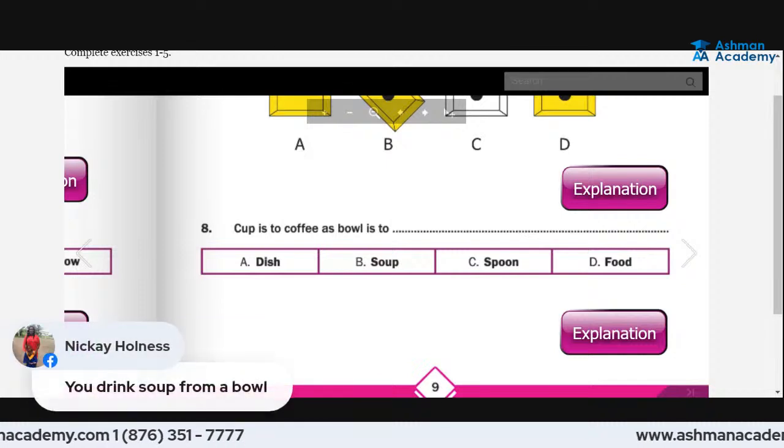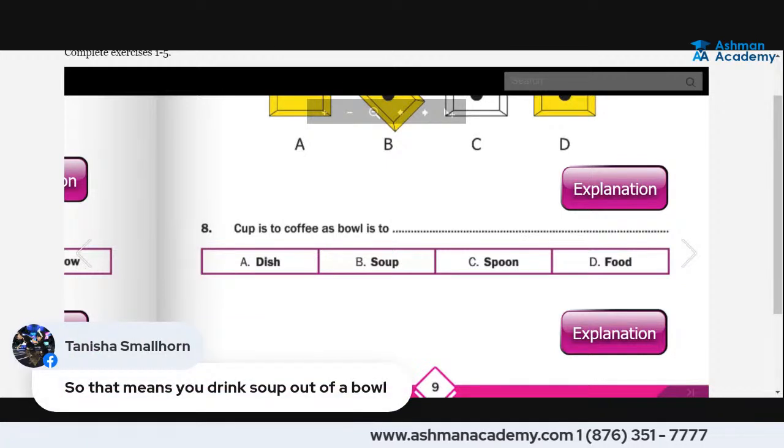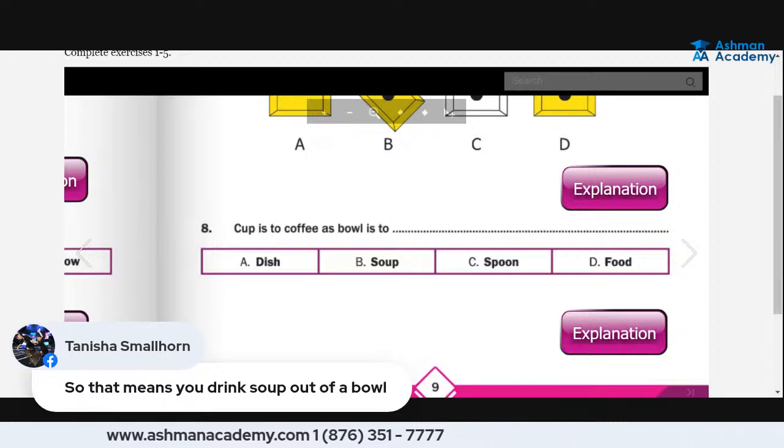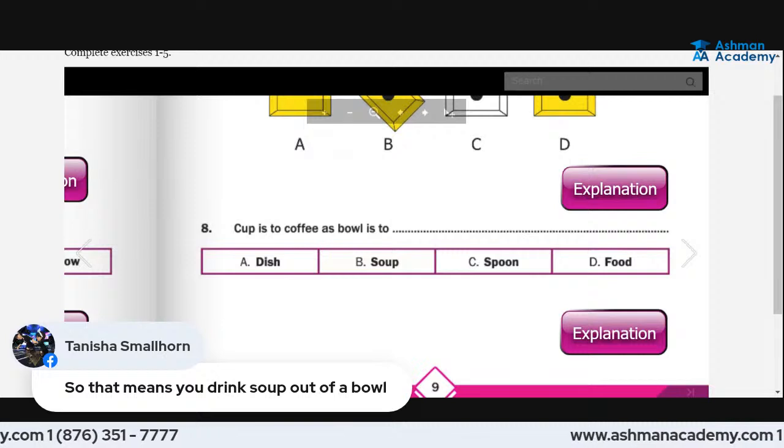So you drink soup from a bowl, Nikki. Good job. All right. So that means you drink soup out of a bowl. And let me tell you something about the ministry, guys. They love to give analogies. They love to give analogies. And analogies are very, very easy to figure out.